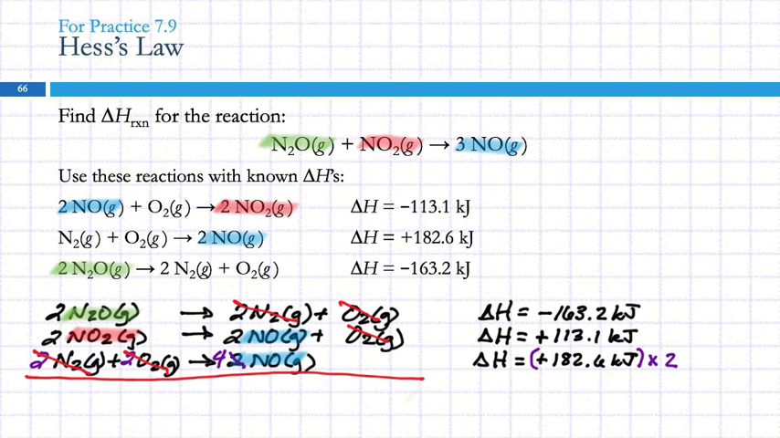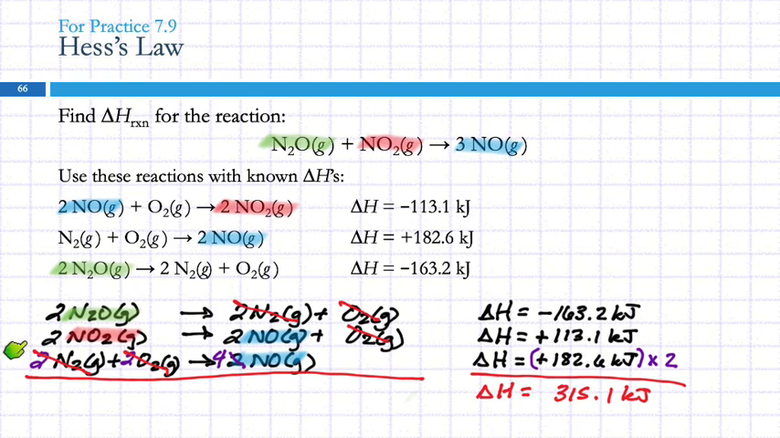So now what we want to do is add up our delta H's. Negative 163.2 plus 113.1 plus 182.6 times 2. So I'm getting delta H is 315.1 kilojoules. I'll just stick with the red.